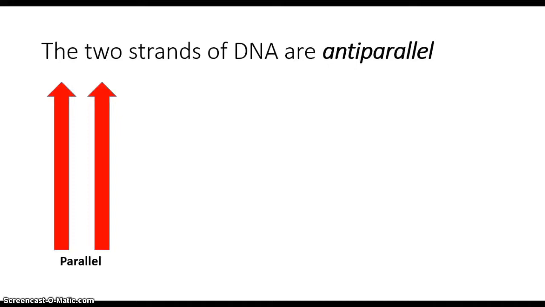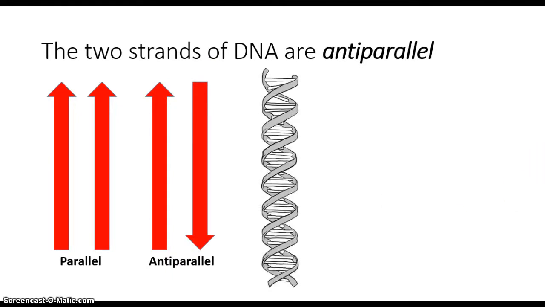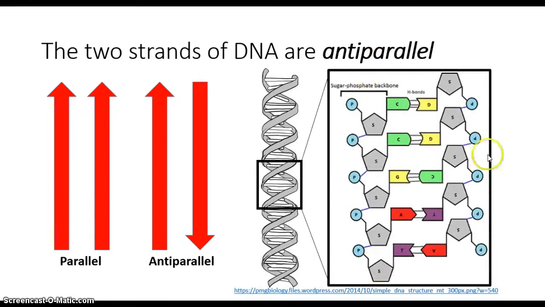When we say that DNA is antiparallel, what we mean is there are 2 strands of DNA and they happen to run side by side but in opposite directions, as shown by these arrows. When we look at the structure of DNA, this is one strand, this is the other, and we can see that the backbones of these are oriented in opposite directions.